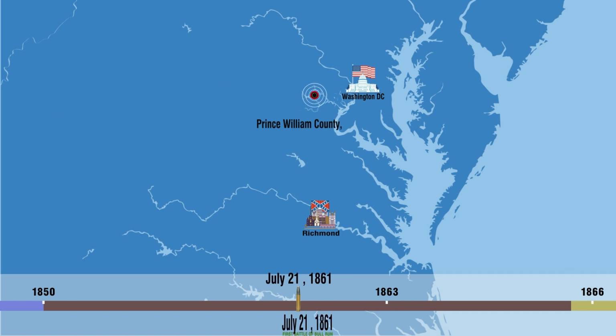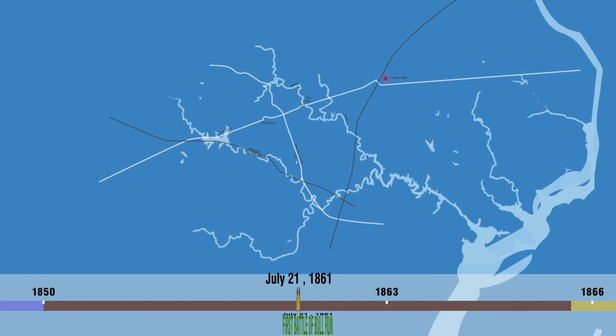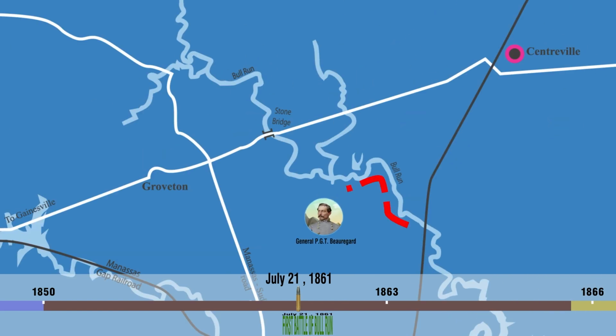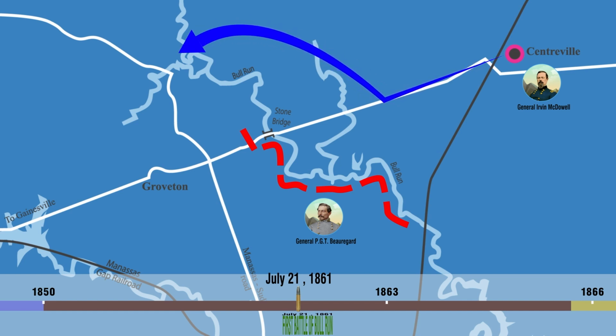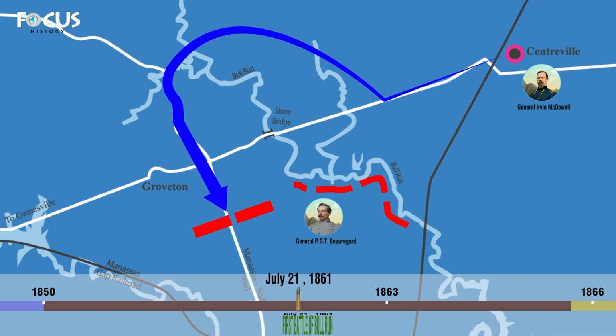July 21, 1861. Prince William County, Virginia, just north of the city of Manassas and about 30 miles west-southwest of Washington, D.C. First Battle of Bull Run. McDowell's ambitious plan to launch a surprise attack on the left flank of the Confederacy force did not go smoothly due to the lack of combat experience among its officers and soldiers. However, with more troops, the Union gradually gained the advantage.